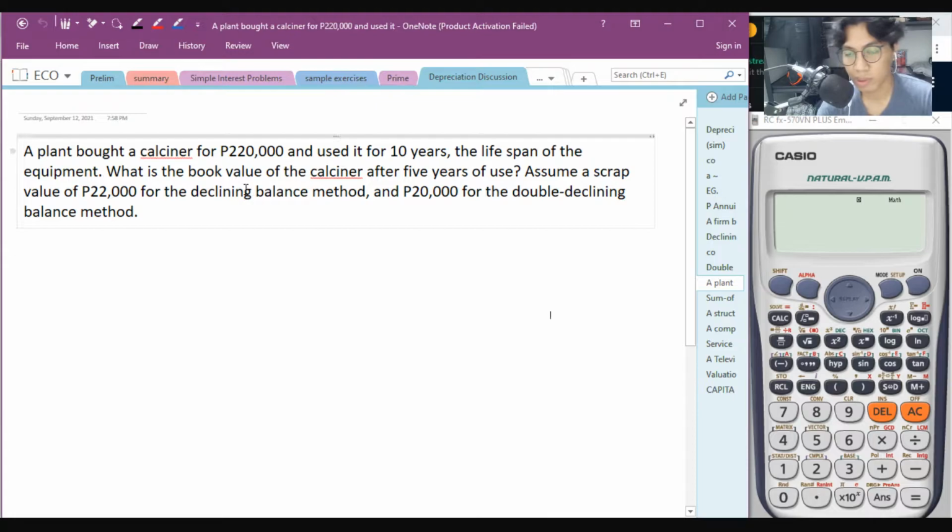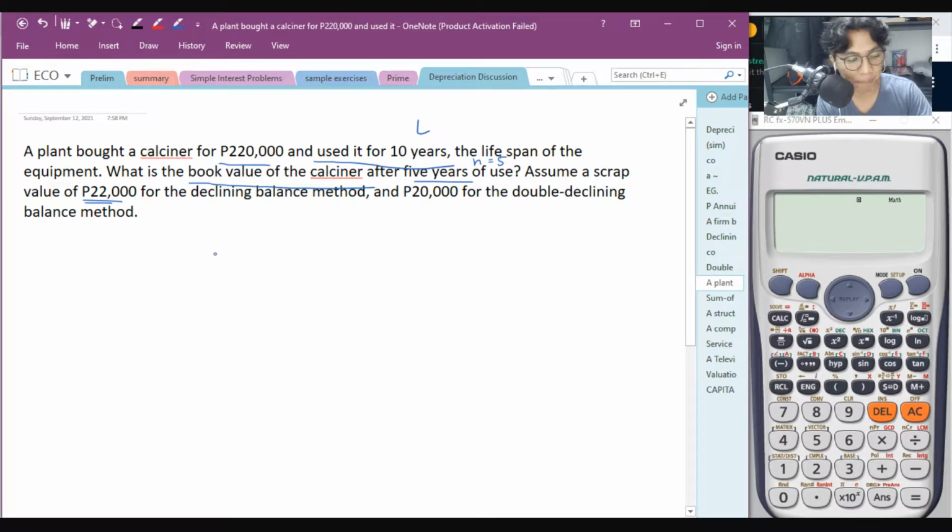So, a plant bought a calciner for 220,000 pesos and used it for 10 years, the lifespan of the equipment. What will be the book value of the calciner after 5 years of use? So, N is 5. Assume a scrap value. So, scrap value is the same with the book value at the useful life or the salvage value for the declining balance method and 20,000 for the double declining balance method.